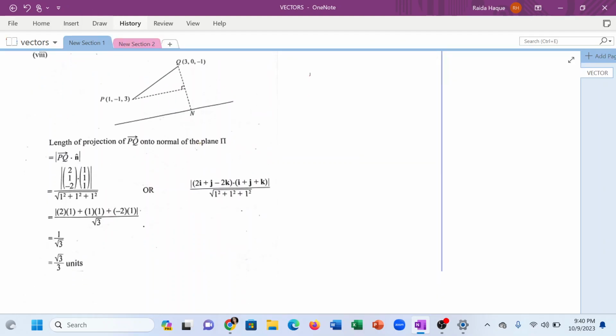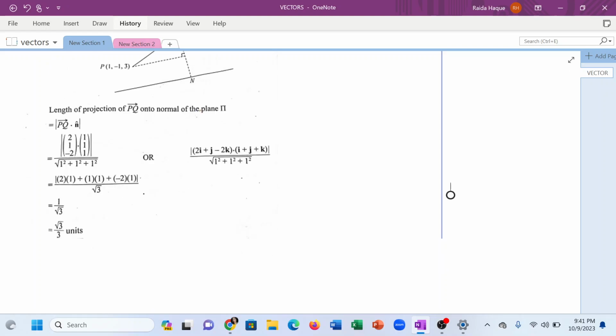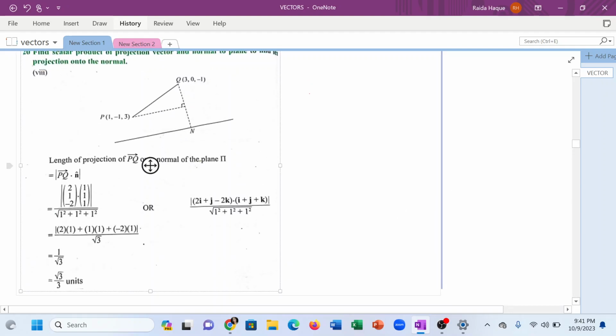So we are doing the dot product of PQ and the unit vector of the normal. Again, for the unit vector of the normal, we are multiplying the direction vector of the normal with the direction vector of PQ, divided by the magnitude of the normal, which leaves us with root 3. And then doing the dot product gives us 1. So the answer is root 3 by 3. Similarly, this step can be done in either this method or the IJK system, whichever you prefer.